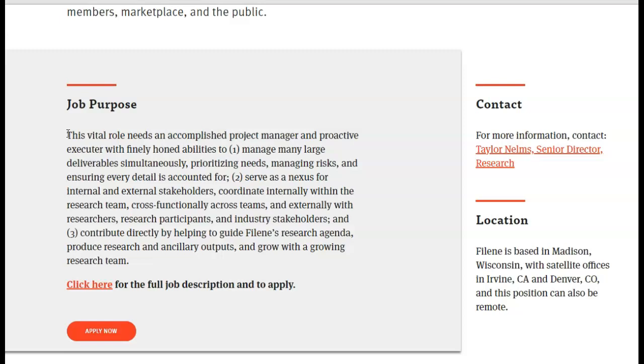In reviewing the job search ads, be very alert to the language that the job advertisement uses to describe the position and the qualifications. So in this case, we're looking for an accomplished project manager. They'll have to manage several deliverables simultaneously, so that will require prioritizing needs, managing risks, right? And then also being very detail oriented.